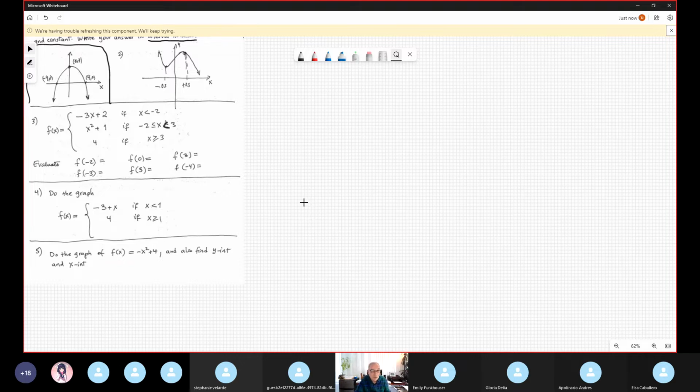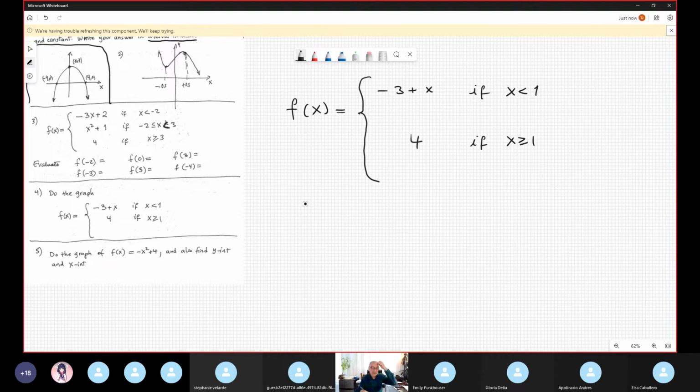The function in question number 4 is f of x equal to a big curly bracket: minus 3 plus x if x is less than 1, and just a constant, 4, if x is greater than or equal to 1. So, I did not evaluate. No, question 3 was evaluate. Question 4 is do the graph. The answer I need is the graph.